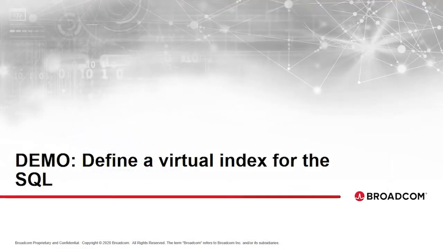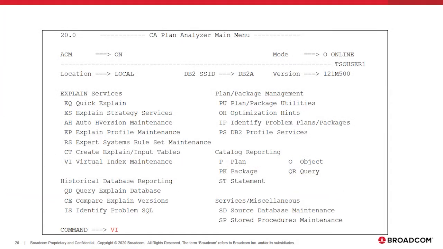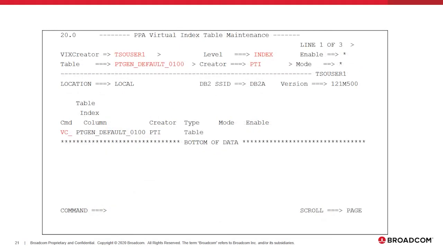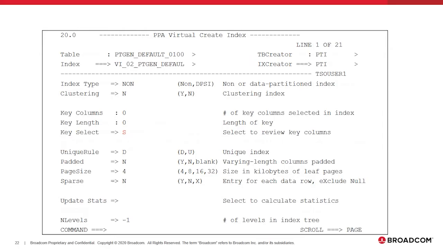First, we will create a virtual index for the SQL within Plan Analyzer. From the main panel, key in VI at the command line and Enter. In this panel, we need to input information for the table and the TSU user. Then key in VC in front of the table name, which means create a virtual index for it. Then press Enter. At this panel, just key in S in the select field. Then press Enter.